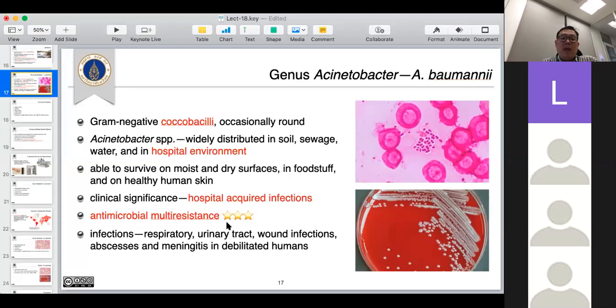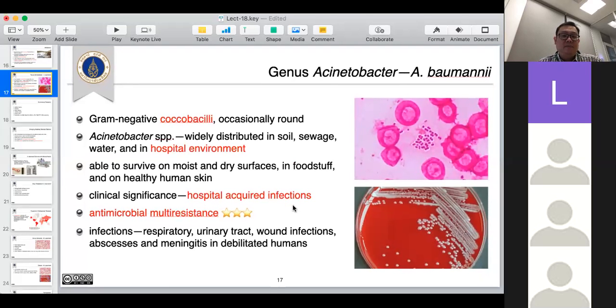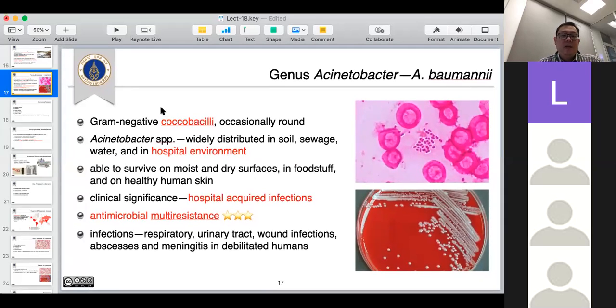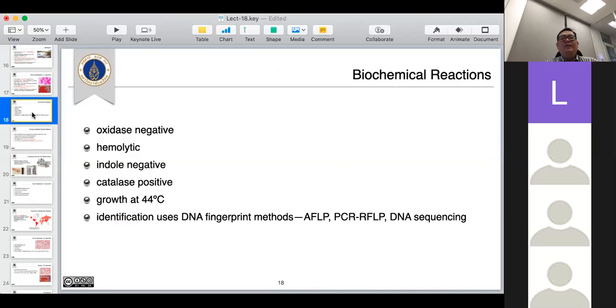So same, I make 3 golden stars. This is multi-drug resistant. So they resist so many antibiotics and cause hospital-acquired infection. Okay. So basically, we use biochemical tests to differentiate them. Oxidase negative, they probably show hemolysis, indole negative, catalase positive.